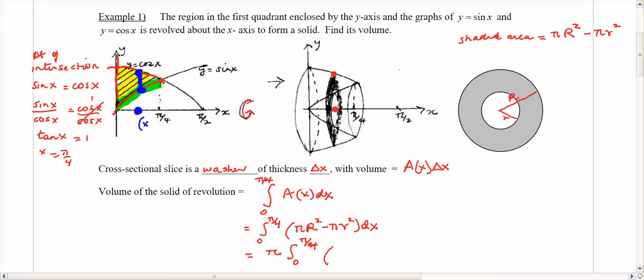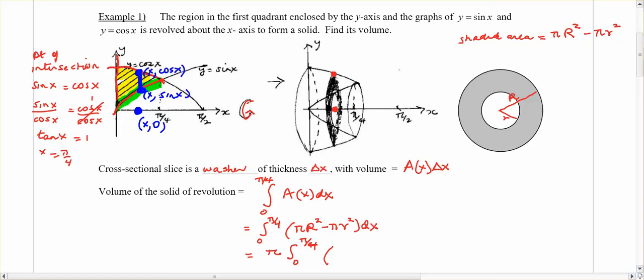So here we go. They all have the same x coordinate. That's a good way of reminding you you're working in x's. All right. The y of the center is 0. The y of the inner rim is sine x. The y of the outer rim is cosine x.